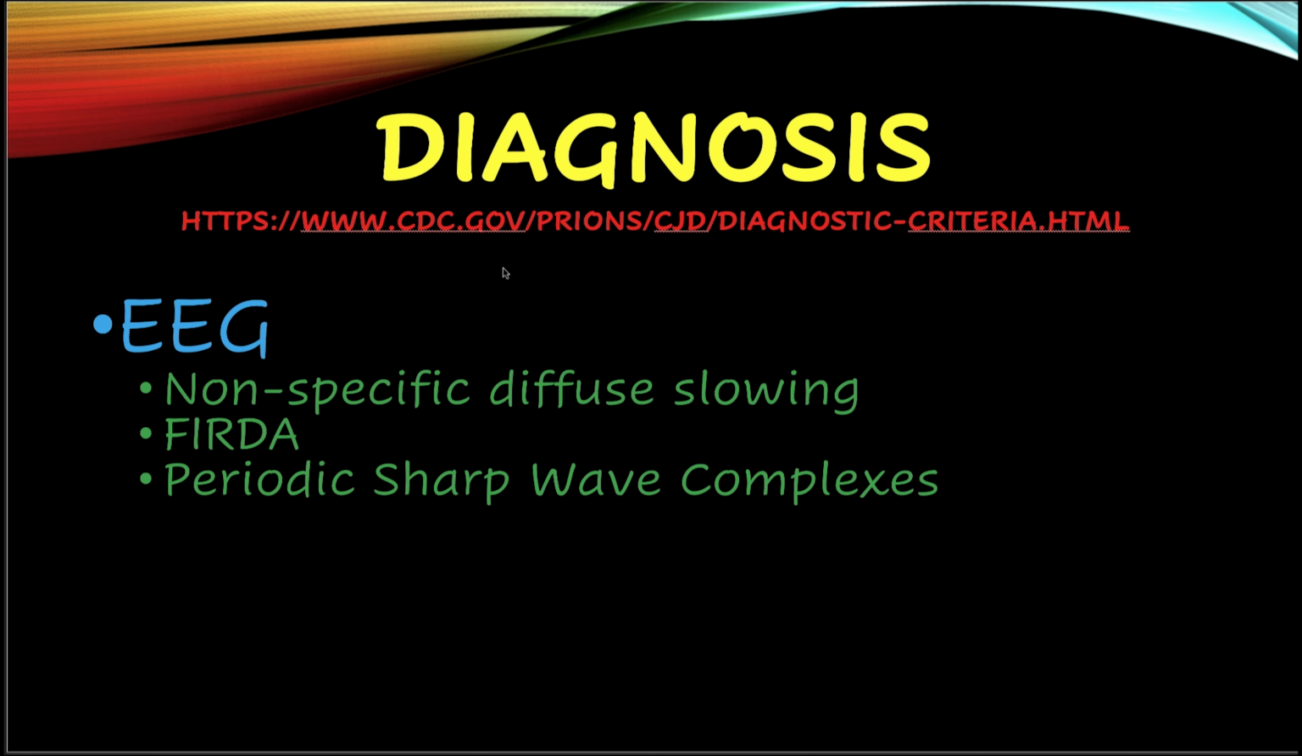EEG is not diagnostic of this condition but very supportive of this condition. In EEG you may have non-specific findings such as diffuse slowing. You can see FIRDA, which stands for frontal intermittent rhythmic delta activity, or you may be lucky to find the characteristic periodic sharp wave complexes that are seen in patients with CJD. I will show you some examples of this EEG in later slides.